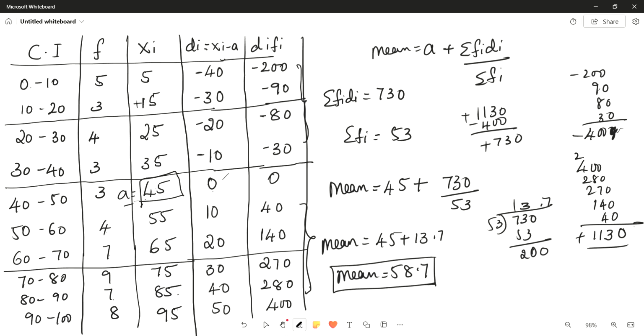So here mainly what happens is, with di you do the subtraction, right? So the number will reduce, and when multiplied with the frequency, it will be easier. That is why we do that. Step deviation is again another column, divide by some value. h, you can divide by 10 here. Some value you can divide.